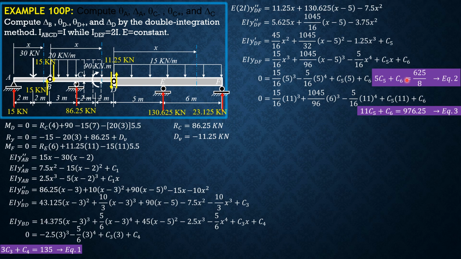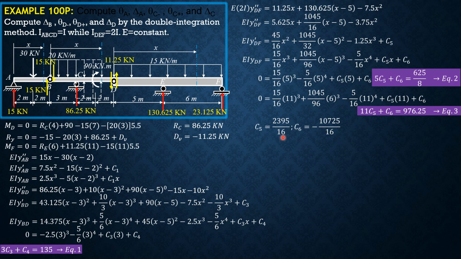So solving equations 2 and 3 simultaneously by eliminating c sub 6, you may subtract equation 2 from equation 3 and vice versa. So we can now compute c sub 5 and c sub 6. So c sub 5, which is the slope just to the right of B, is 2395 over 16, while c sub 6 is negative 10,725 over 16, which is the deflection at D.